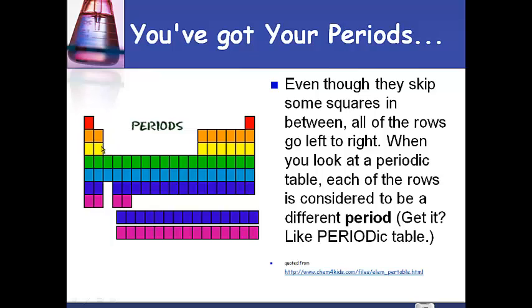Row 3, 3 orbitals, 3 shells. Period 4, 4 orbitals, 4 shells. Period 5, 5 orbitals, 5 shells, and on and on. Basically, the rows or the periods tell you how many shells or orbitals there are for that individual element or atom.